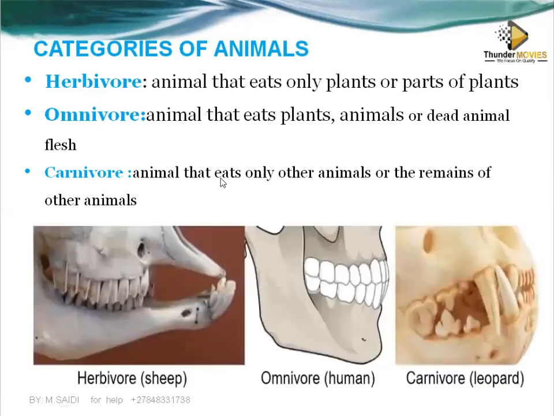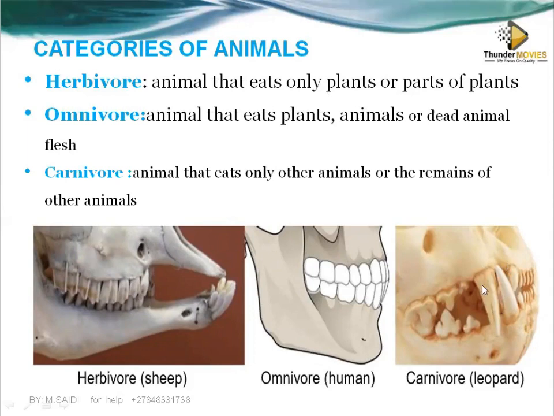If you look at their dental formula, dental shape, you'll find out that the herbivores have teeth on the lower jaw, and on the upper jaw they don't have teeth, and then they have spaces here. So it means that they cannot tear the meat. That's why they can only feed on plants. If you look at omnivores, they have teeth which can help in eating both plant and animal material. Then carnivores have teeth which can help them in tearing the meat.